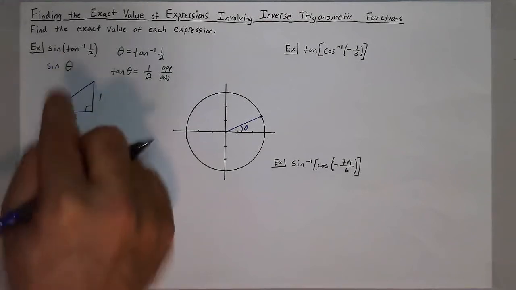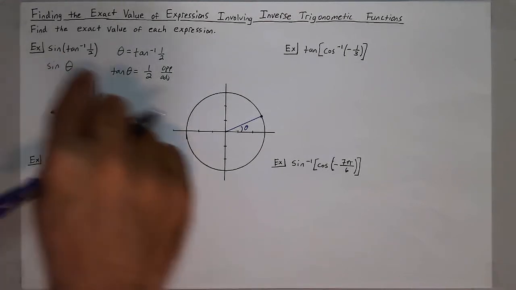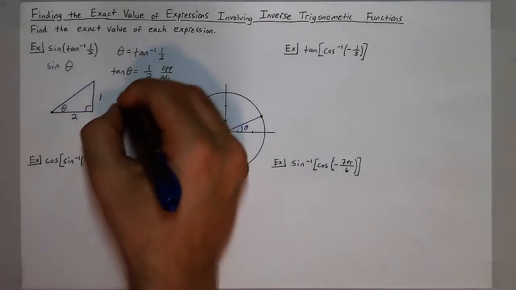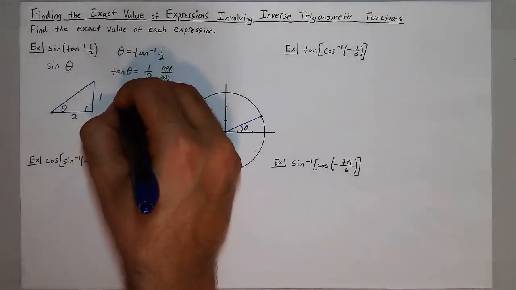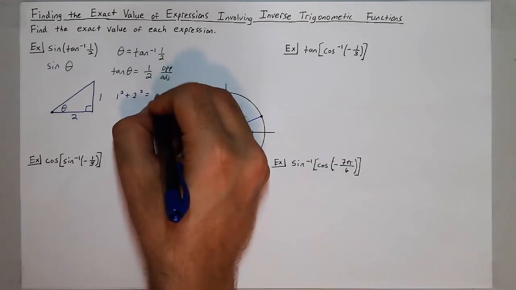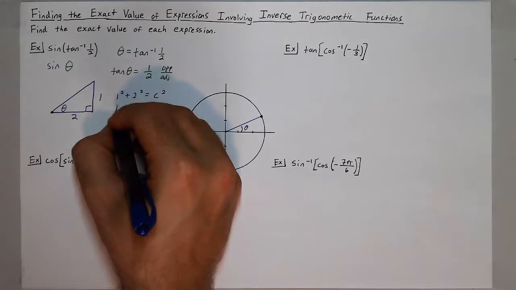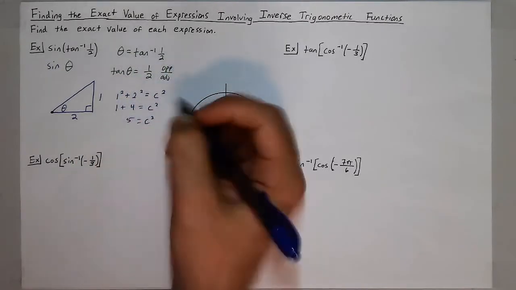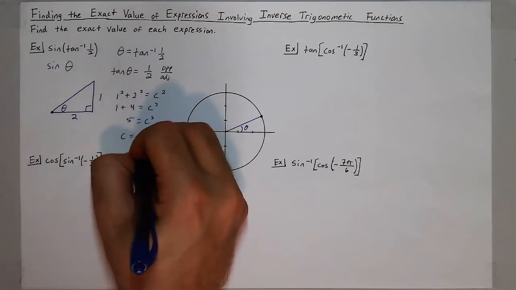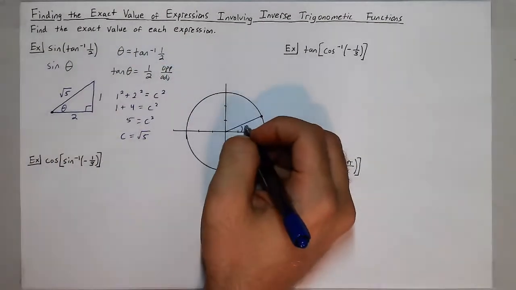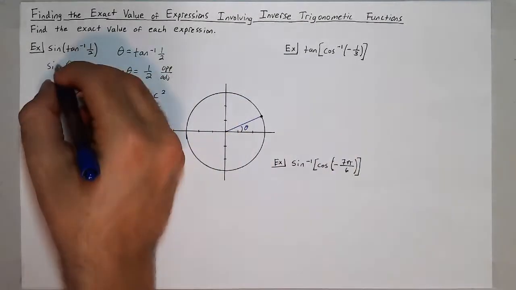And figure out sine for. So sine is opposite over hypotenuse. So I need to find out what the hypotenuse is. I can use the Pythagorean theorem. So 1 squared plus 2 squared is equal to c squared. So 1 plus 4 is equal to c squared. 5 is equal to c squared. So c is equal to the square root of 5. Also I know I'm in the first quadrant, which lets me know that sine should be a positive value.